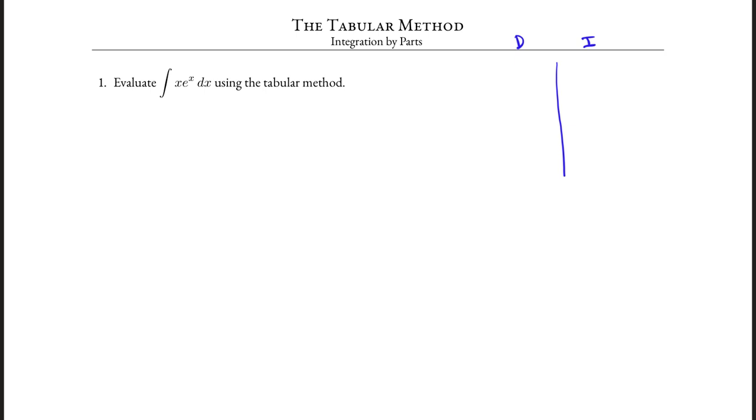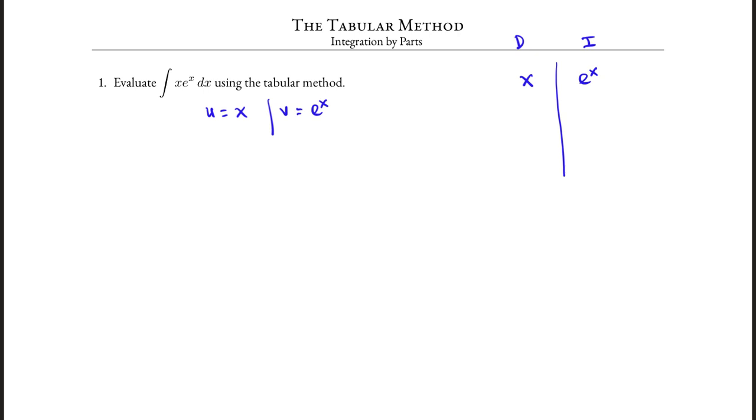This means we will need to make a choice of u and v. In this case, since x is an algebraic expression, we'll let u be x, and therefore v is e to the x. We then put these two factors in the first and the second column, respectively, with the first column being u, x, and the second column being v, e to the x.